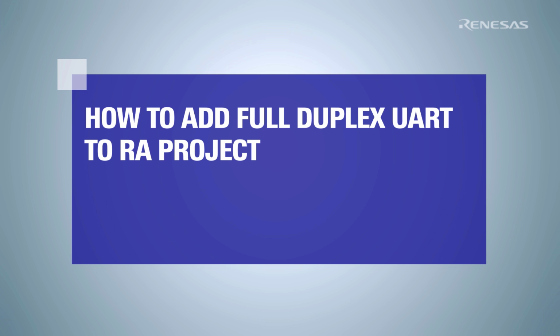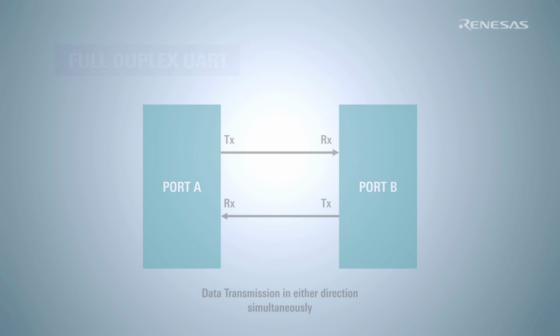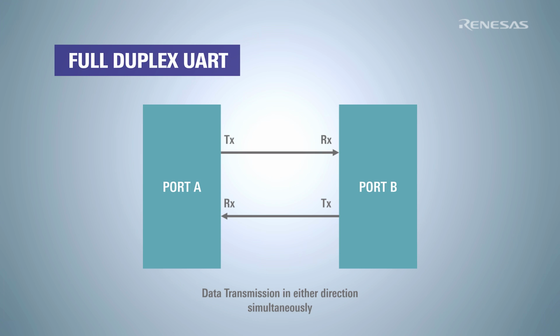In this video, we're going to take a look at a simple demonstration of full duplex UART implementation on Renesas RA boards. UART communication uses a single channel to transmit data. One end acts as a transmitter and the other end as a receiver. For full duplex implementation, two separate connections exist for simultaneous data exchange.